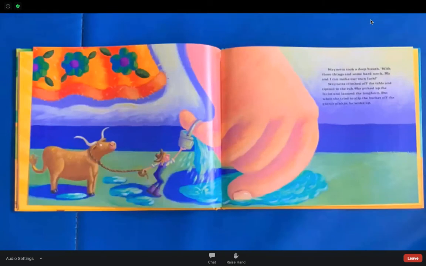Whenetta took a deep breath. "With those things and some hard work, Ma and I can make our own luck." Whenetta climbed off the table and tiptoed to the tub. She picked up the lariat and lassoed the longhorn. But when she tried to slip the bucket off the giant's pinky, he woke up.